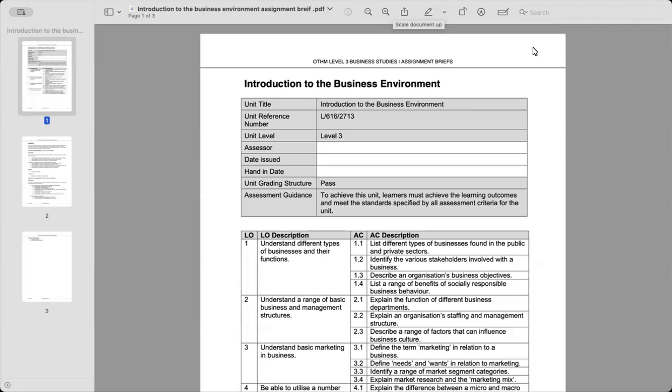Environment module. Can you see my screen? Can you hear my voice, Asim? Everything is okay? Yeah, okay.